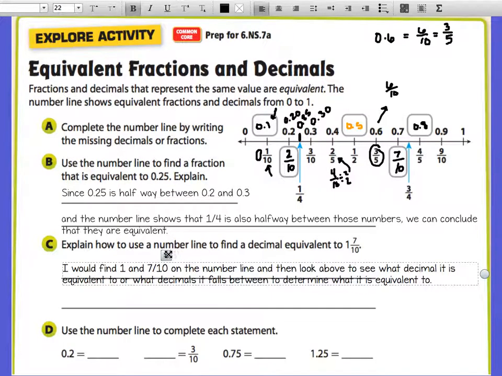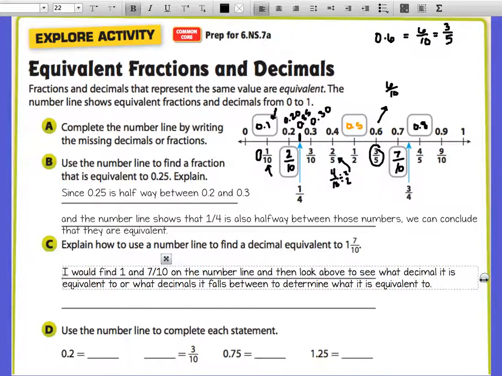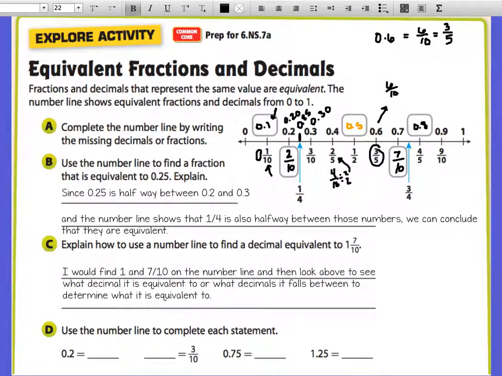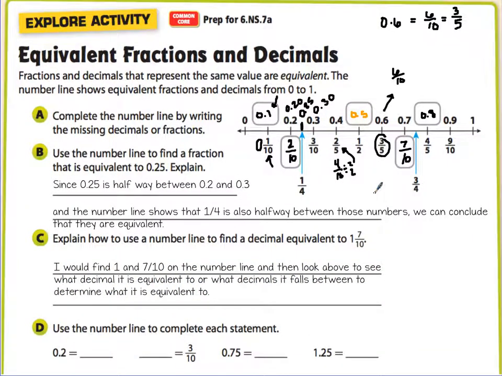So now here's the thing. This is all based on the idea that the number line is going to have fractions and decimals and is going to show us which ones are equivalent. So this is just using the number line. If I look here, using the number line, 2/10 as a decimal is equivalent to 2/10 as a fraction, but if I reduce that, it's also equivalent to 1/5. I know that 3/10 as a fraction is equivalent to 3/10 as a decimal, or even 0 and 30 hundredths.